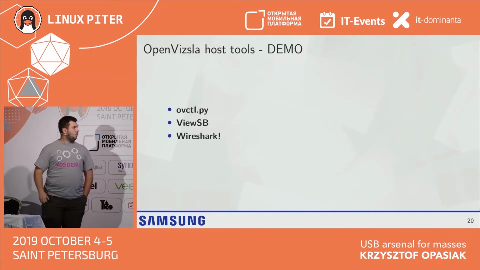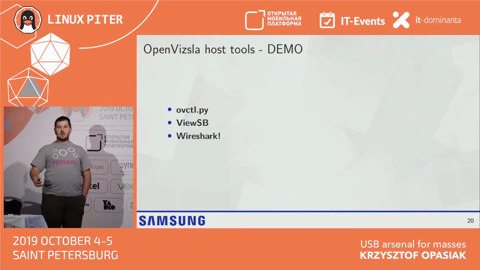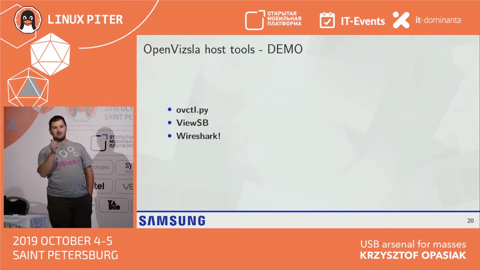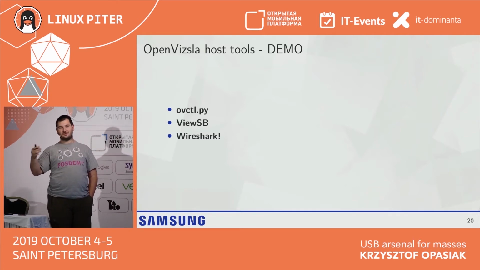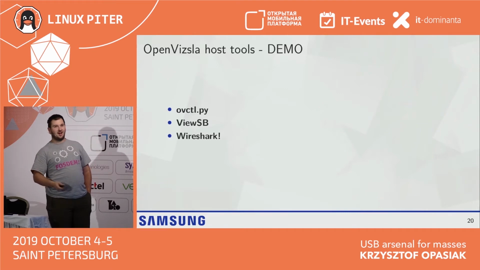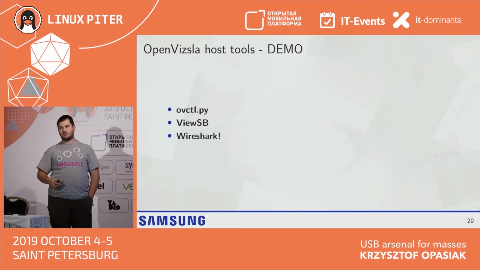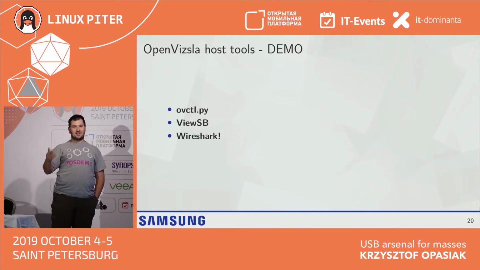So a short demo. What can we choose? The hardware is only one piece of the project. Apart from that piece, we have software. Unfortunately, the hardware is there and it works, but the software is not really so fancy. So the very basic control tool is OVCTL, which allows you to get all the USB traffic in a text form.